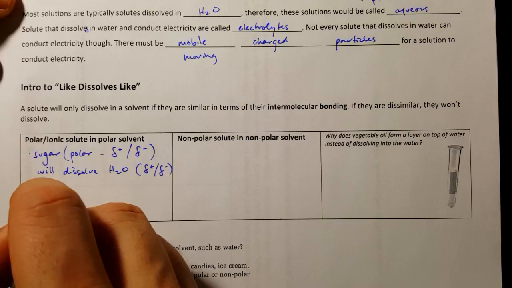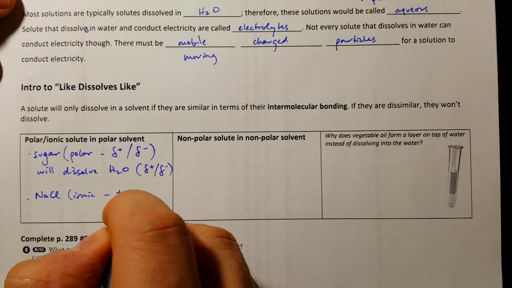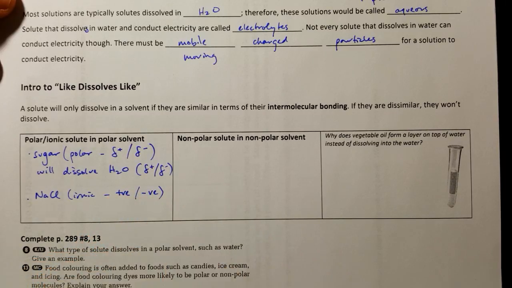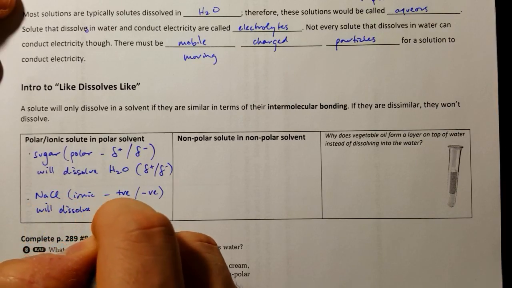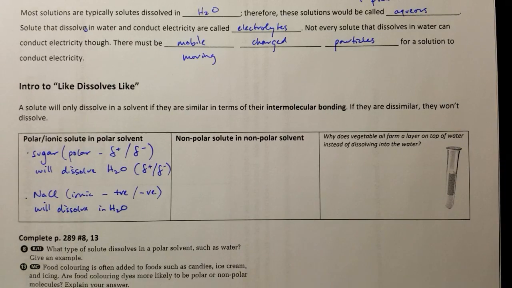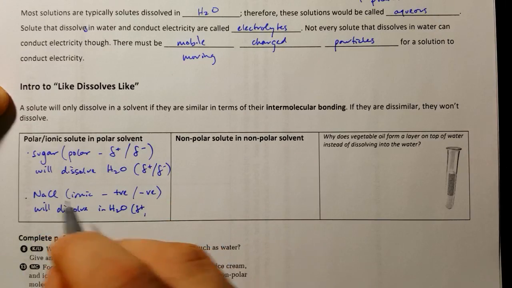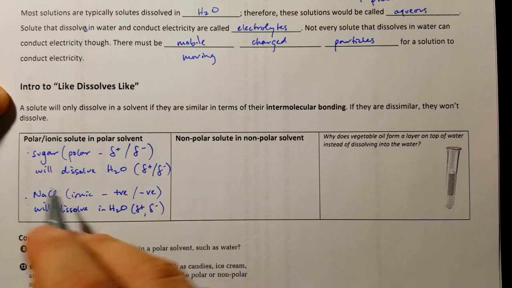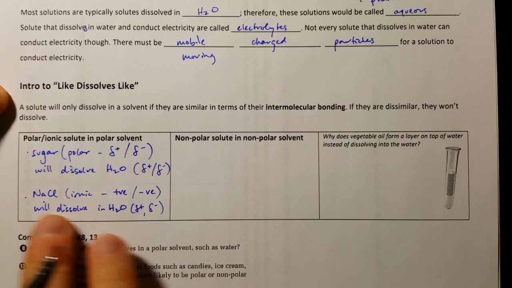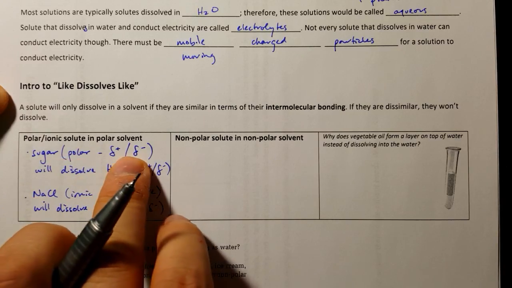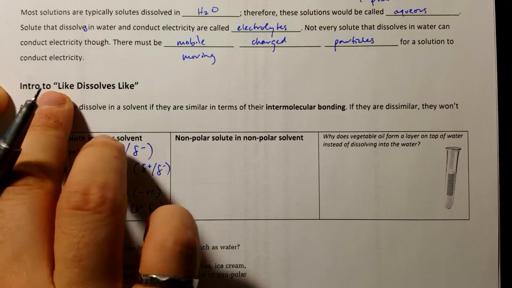Now, sodium chloride, remember, is ionic, which means it's made up of positive charges and negative charges. That will also dissolve in water. Because water has positive regions that will attract the negative chlorides and negatives that will attract the positive sodiums. Okay. So this is an example of something that has slightly charged or overall charged being attracted to something that is also slightly charged. Okay, so like dissolves like.